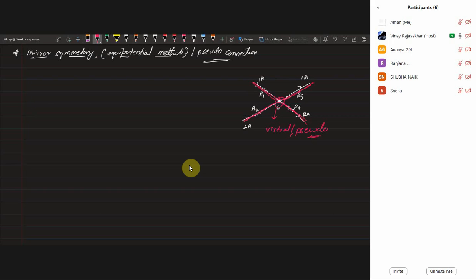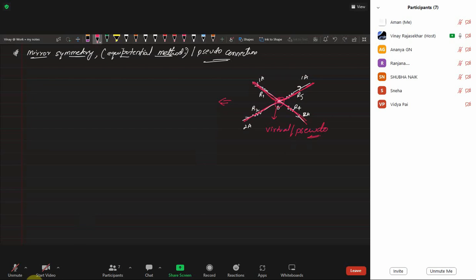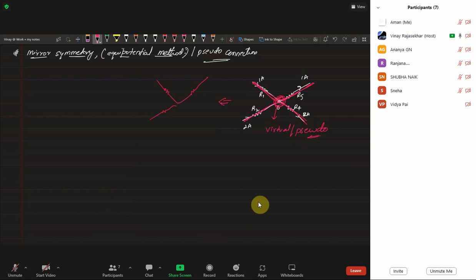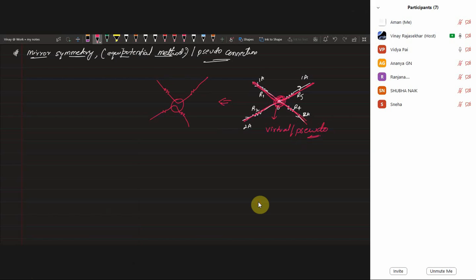So how much current is entering, the same current is leaving. In such cases, you can neglect the connection. If you neglect the connection, the circuit will be like this. So here there is a false connection. Try to understand one point: whenever the same current that is entering is also leaving, we can treat the connection as a virtual or pseudo connection.